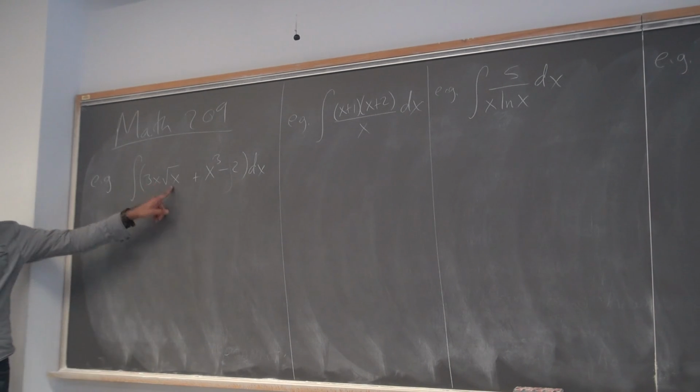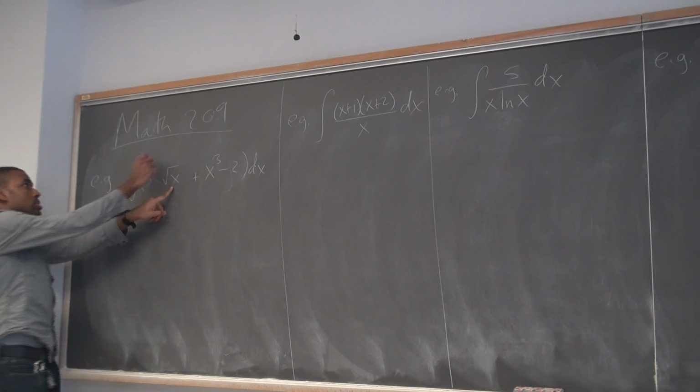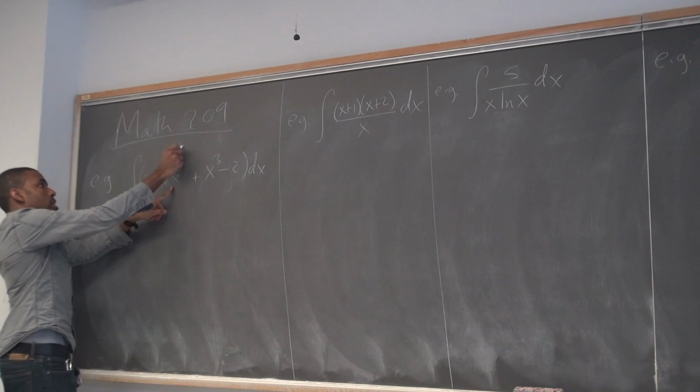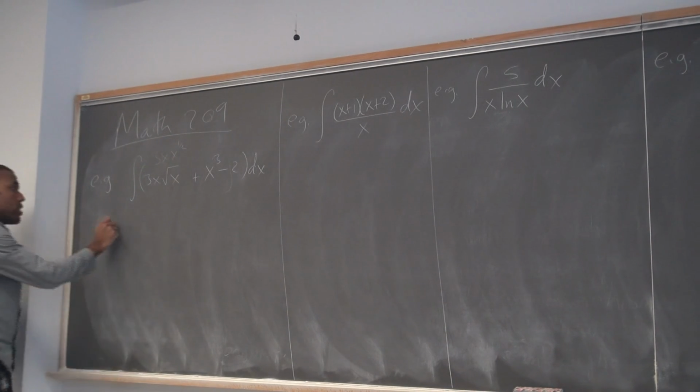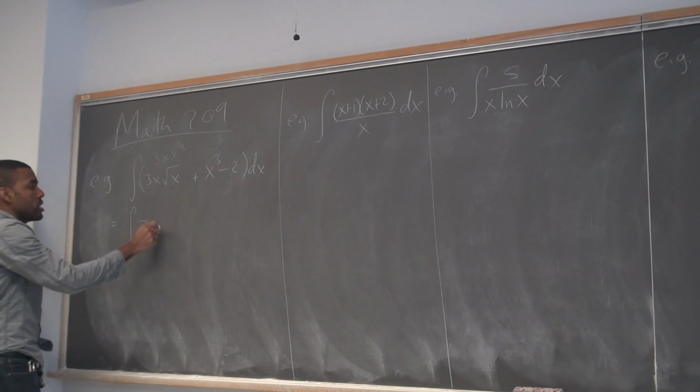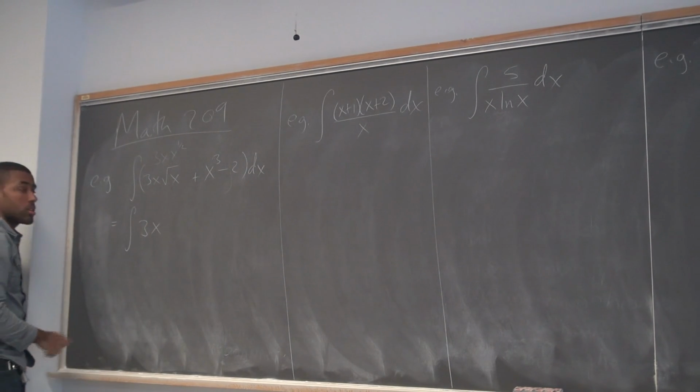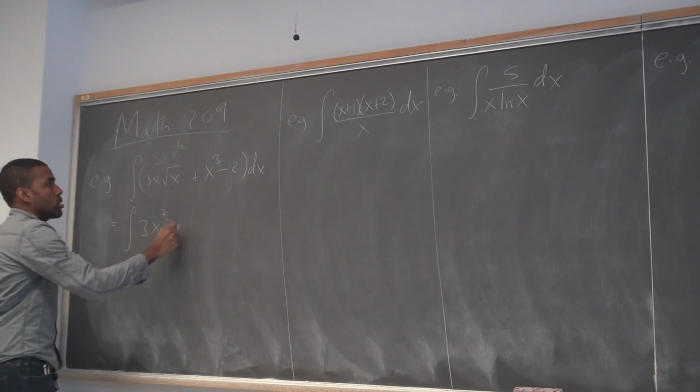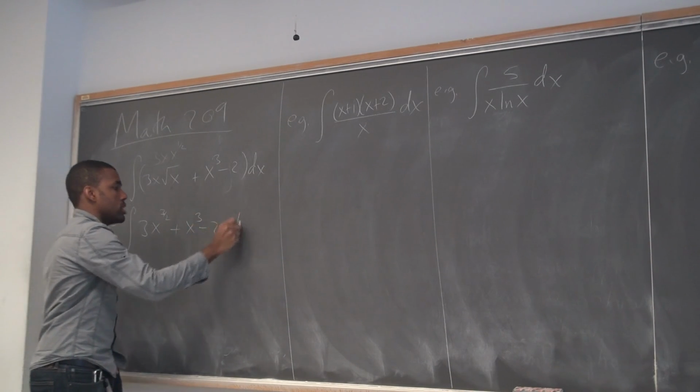What's the exponent of this guy? Right, radical x you think of as x to the half. So this is just like 3x times x to the 1/2. You add the exponents to simplify it. So we can actually rewrite this as 3x to the what? 3 over 2. Plus x cubed minus 2 dx.